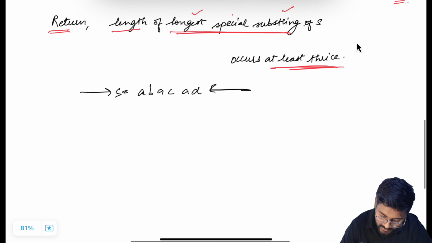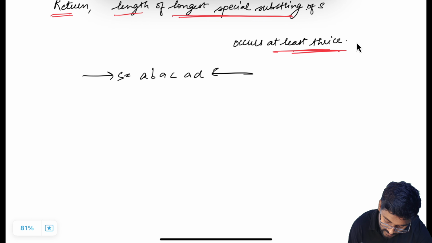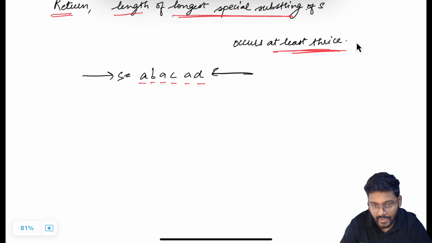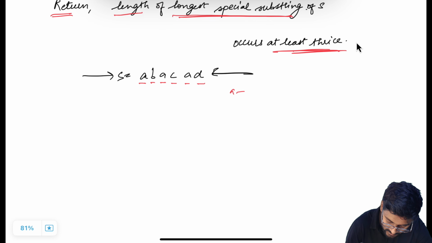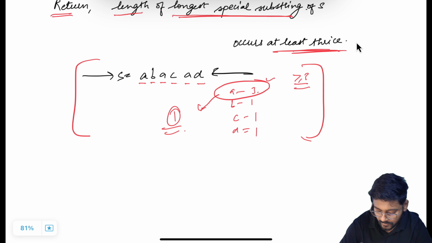First of all, I need to know what the special substrings in it are. A is a special substring, B is one, and so are A, C, A, D. All the substrings are of length 1. A is occurring 3 times, B is occurring 1 time, C is occurring 1 time, D is occurring 1 time. So the longest special substring which is occurring at least 3 times is A. So the answer would be its length, 1. So this is our problem statement.